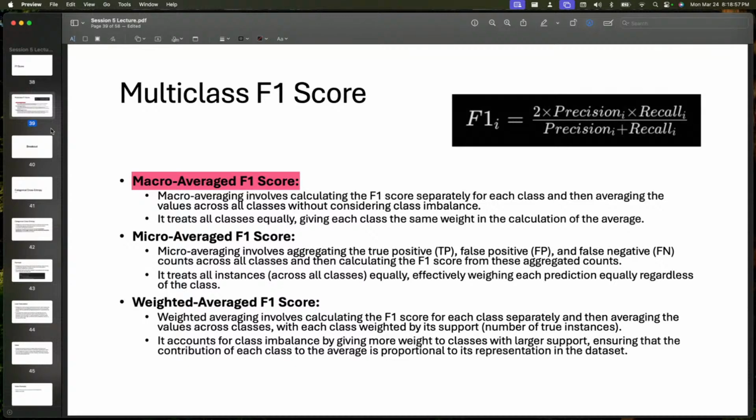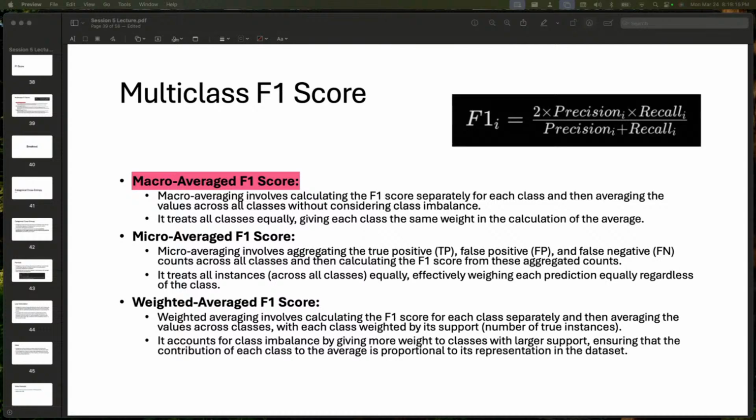Let me see what other, categorical cross entropy. Okay. This is it for multi-class precision, recall, F1, accuracy. Any questions on multi-class applied to those?